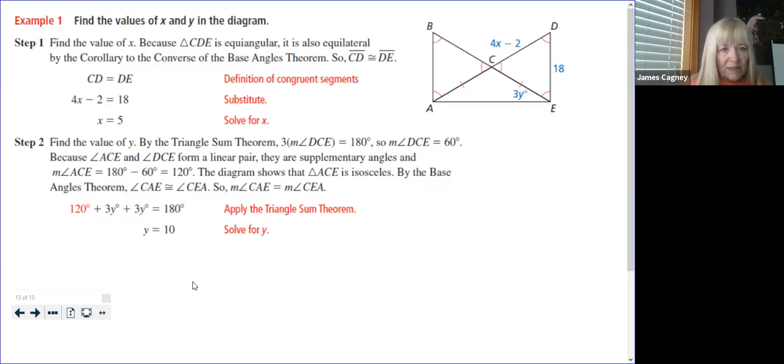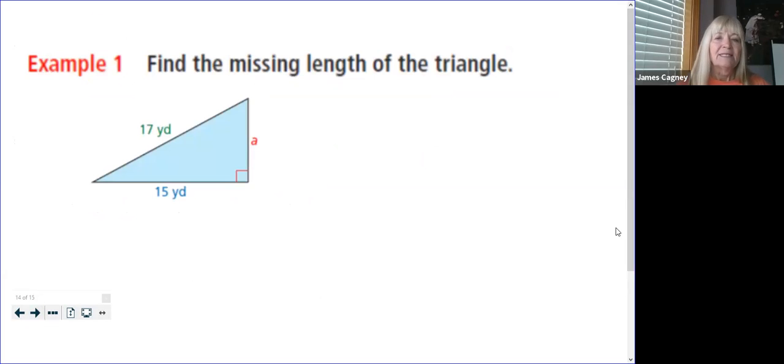So the last one I want to do for you, yay, is a super easy one, Pythagorean Theorem. Everybody likes it. So find the missing length of the triangle. Remember, I can use the Pythagorean Theorem because this is marked as a right angle. The side opposite the right angle is a hypotenuse. Don't forget which one that is. So 17 yards is a hypotenuse, 15 yards is a leg, and the missing length A is also a leg. So what I know for sure is A is going to be smaller than 17. Each of the sides has to be shorter than the hypotenuse.